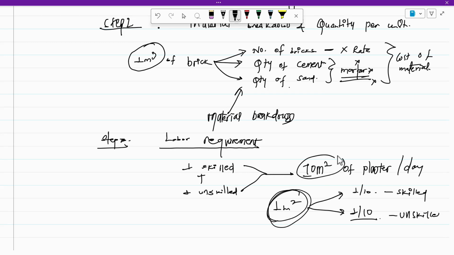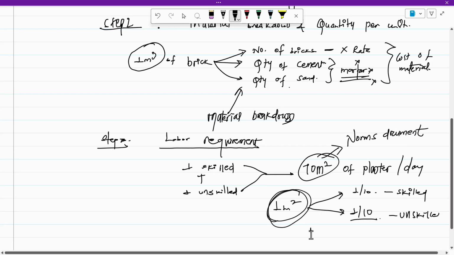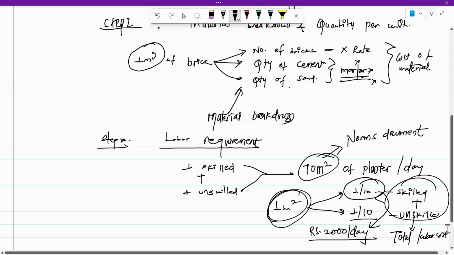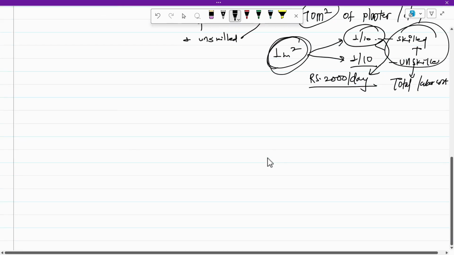But how do you know how much of this work is done per day? And this you do from the norms, the norms document. Okay, and let's say that if the cost of skilled labor is rupees 2000 per day, then you multiply with its quantity to get its cost. Similarly for the unskilled, and then you add skilled plus unskilled to get the total labor cost.